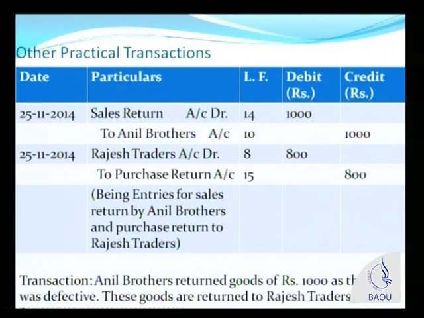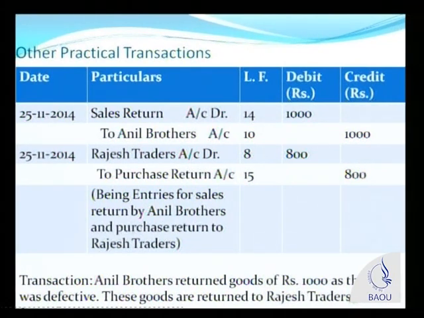which is debited by 1000, and Anil Brothers account is credited by 1000 rupees because Anil Brothers, which is a personal account, is the giver of the goods. He has given you. For personal account, the rule is credit the giver. Anil Brothers gives you these goods, returns you these goods. Therefore, Anil Brothers account is credited.